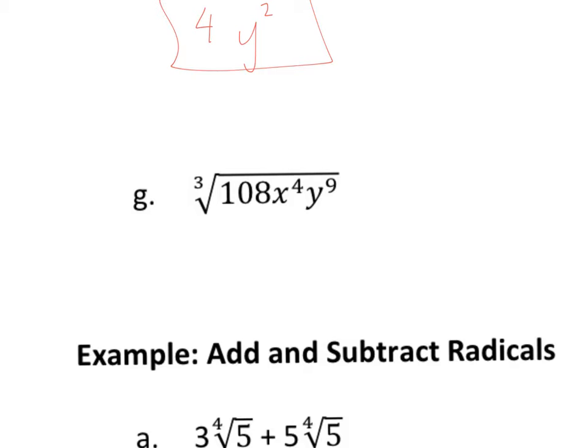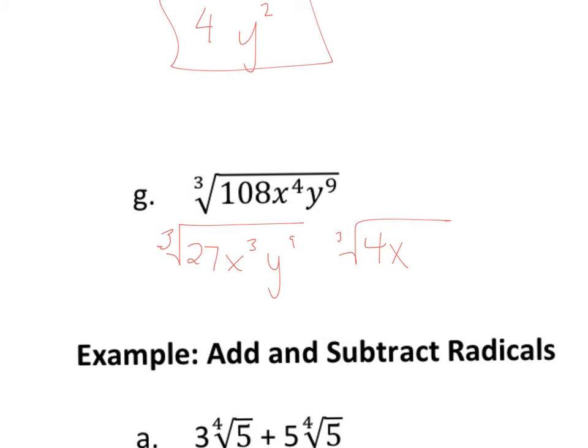G is going to be really similar. So we build our two houses. Look at our perfect cubes list. 27 is a perfect cube that goes in 108. It's 27 times 4. There's 4 x's. We can put 3 of them in the perfect house, which leaves 1 in the not perfect. And we can put all 9 y's in the perfect house.